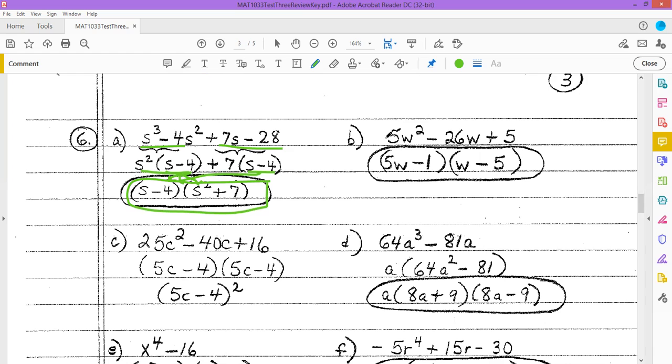Letter B, we have 5w squared minus 26w plus 5. We factored 5w squared using 5w and w. And we factored the 5 using minus 1 and minus 5. This is our answer.